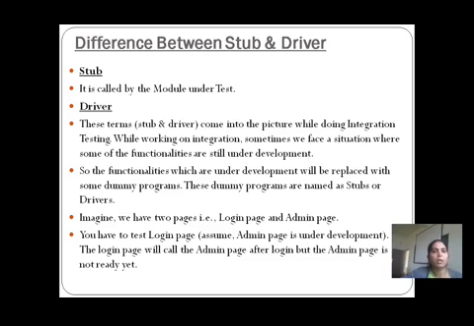So stub. Okay, the stub is called by the module under the test. Now see why it is called a module under the test. Now consider that we have an application. That application has two modules, that is nothing but module A and module B. Now consider that our module A is dependent on the module B.